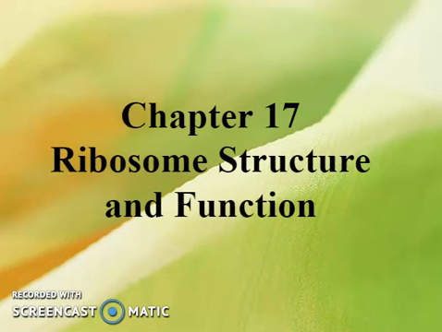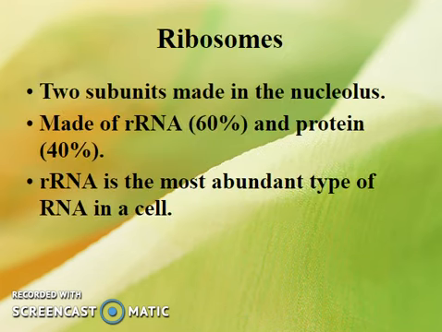In this walkthrough we're talking about ribosomal structure and function, which is sometimes called translation. So ribosomes are made of two subunits. It's kind of like saying there are two parts that come together. About 60% of that, the large subunit, is made of ribosomal RNA, that's that specific kind of RNA. And then the smaller subunit is 40%, and that's made of protein.